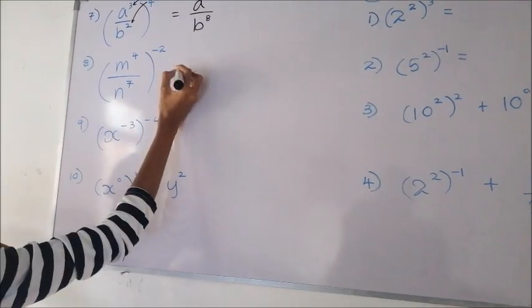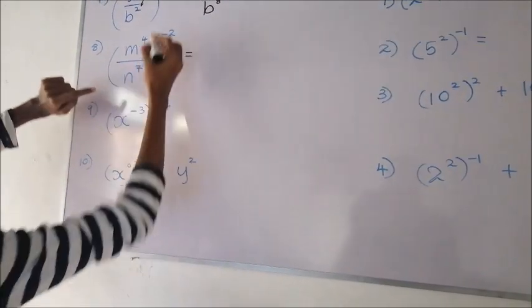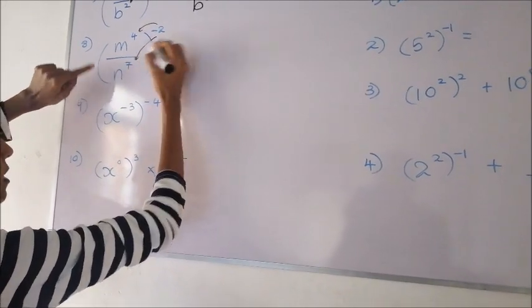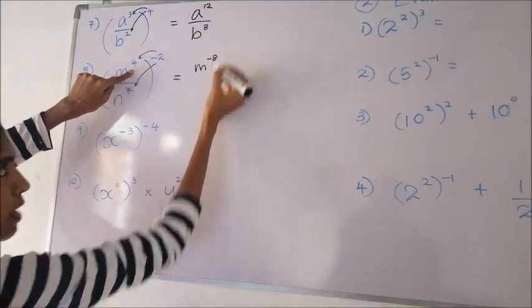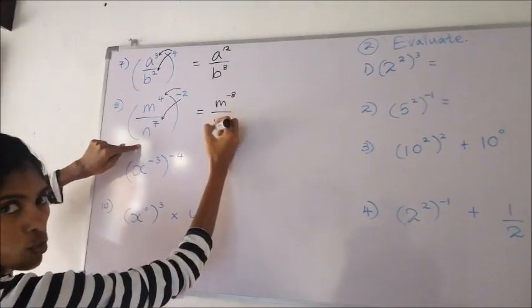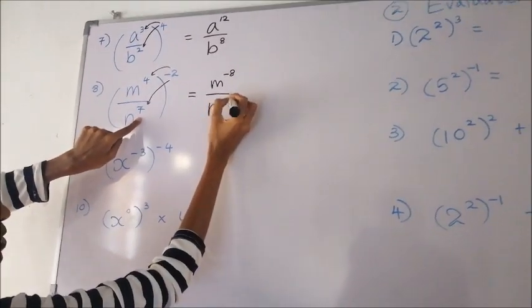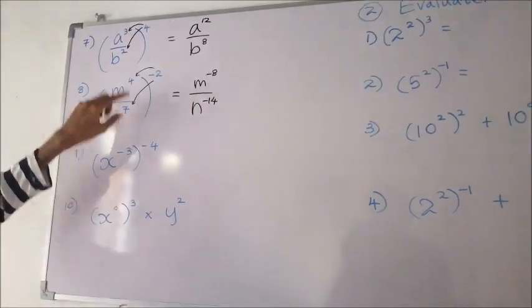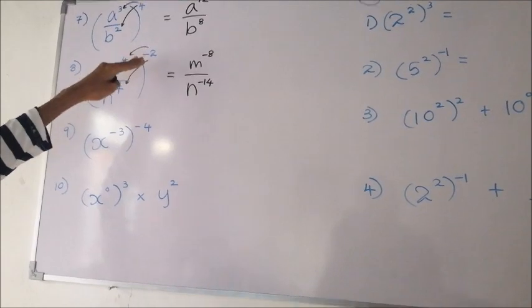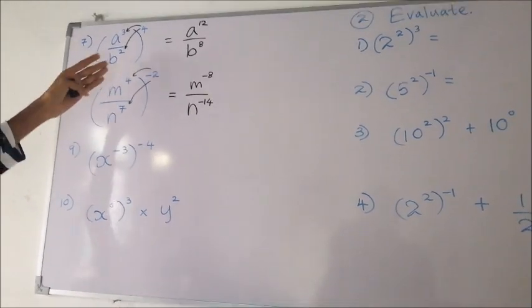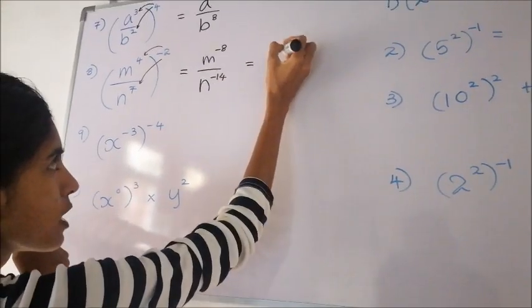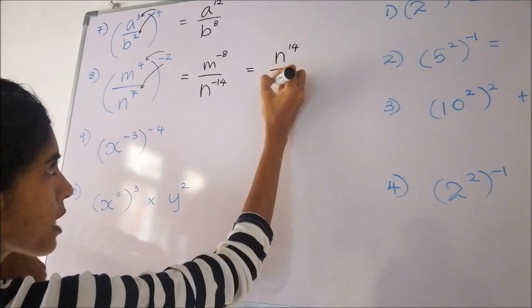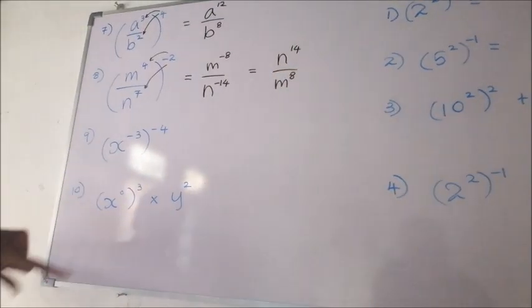Next question. We will multiply the indices firstly. M to the power 4 times 2 is 8, that is minus 8. Next, n to the power 7 times 2 is 14, that is minus. First of all, I am not going to make the minus 1 as positive. Firstly, I remove the brackets. I multiply the indices. Then we will make them positive using the reciprocal. N to the power 14 divided by m to the power 8.